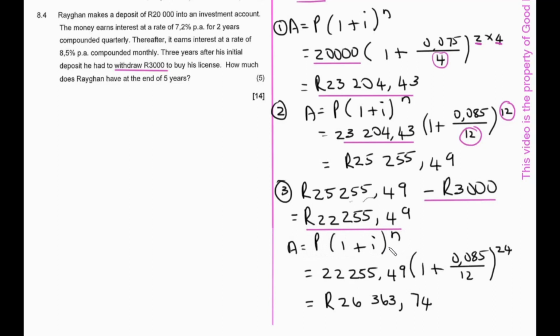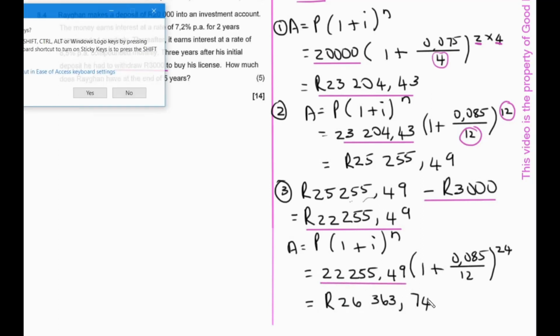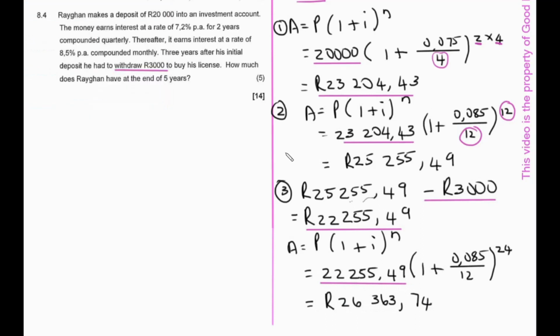This becomes our new principal amount, which we substitute into our formula. So our interest rate is still 0.085, and it's compounded monthly for how many years? For 2 years. So our 24 is 2 times 12. And when we are done substituting, put it into the calculator, and we get 26,363 Rand and 74 cents. That is how much you will have at the end of 5 years.